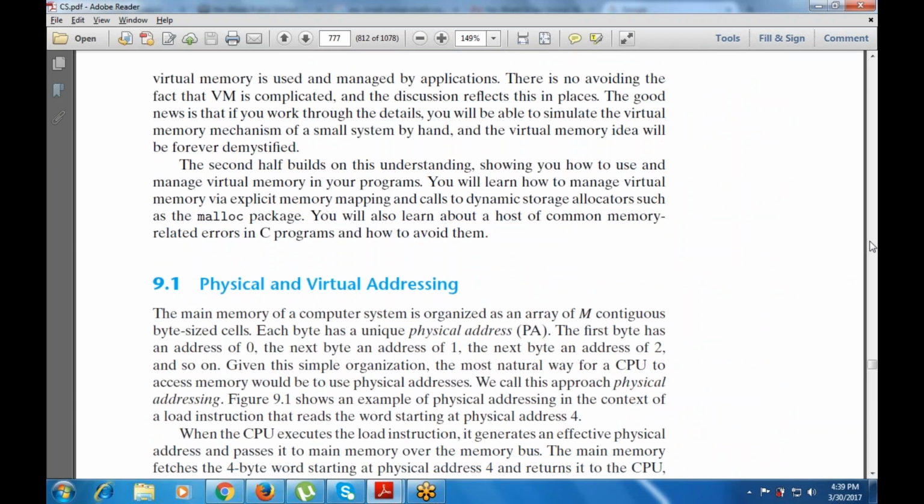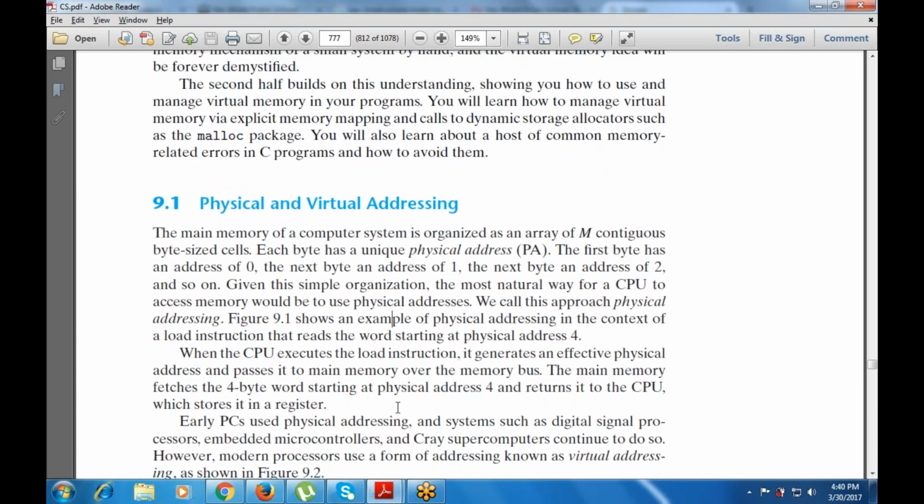Now, first is physical and virtual addressing. What is the physical address? Whatever address the machine has is known as the physical address. So this allows the CPU to access the memory using physical addressing, as shown in this example in the context of loading instructions.